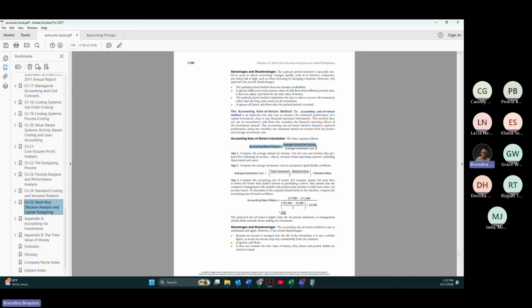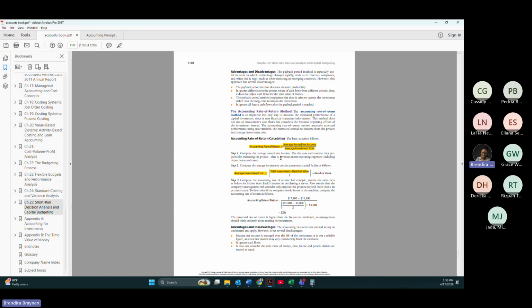So these formulas you absolutely need to know. But for the ARR, these two formulas are the ones you need to know. ARR is calculated as a percentage. Know the advantages and disadvantages as well, because they tend to be in multiple choice, I would say.